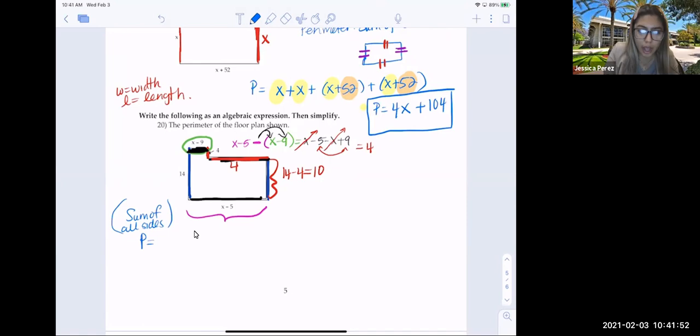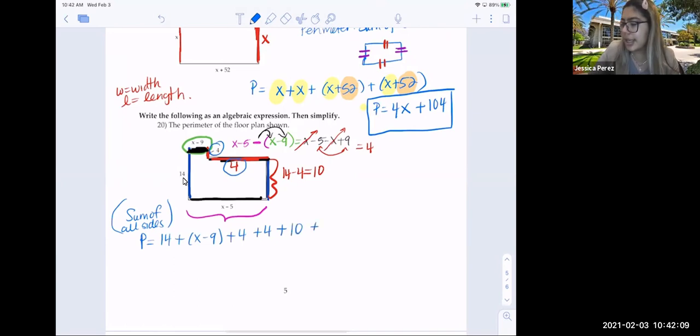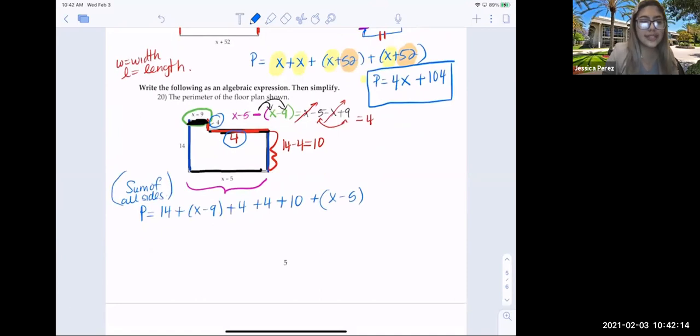Okay, so then how many sides do we have? We have 14. I'm just gonna write them down. 14 plus X minus 9 plus 4 plus 4 because of this little 4 and the 4 that we figured out. Plus 10 plus X minus 5. That is all of the sides we have to consider. Okay, I'll give you a couple of minutes to write this down and to digest everything. I know it's a lot of content.